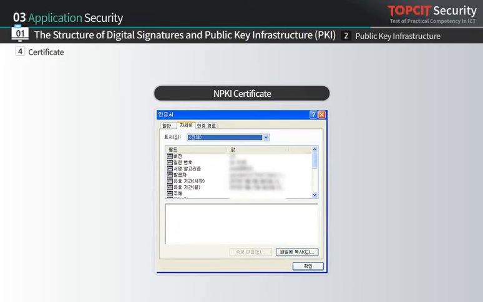The following is a screenshot of the NPKI certificate. Please check the contents included in the certificate by clicking on the button.